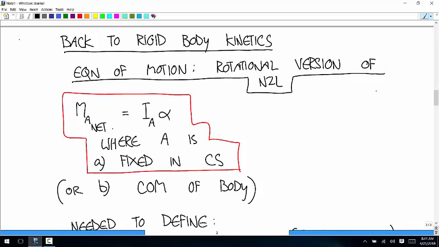Right. And how do we compute the inertia? I gave you 3 formulas last time. So I gave you one for a slender rod, one for a rectangle, and one for a circle. Oh yeah, for sure. We'll do examples.